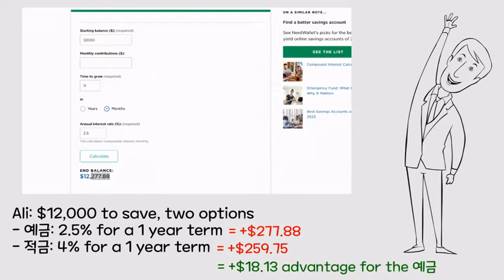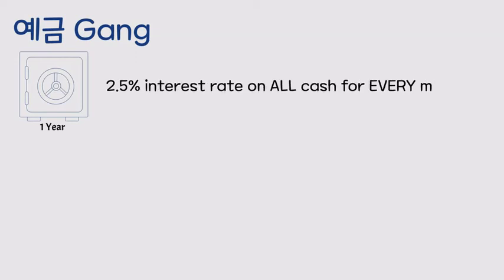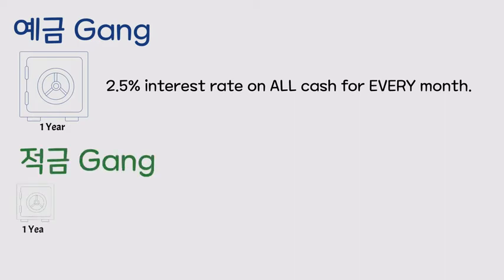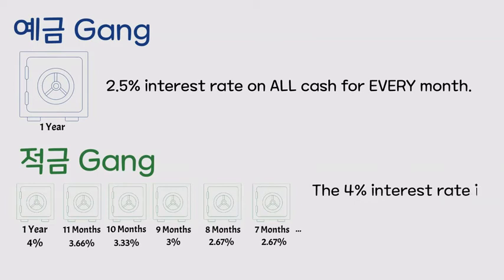But why? That's the big question, right? Well, to understand that, we have to look at how the loan was transacted in the first place. In the case of the Yegum, Ali gave the bank all of the money at the beginning, meaning that all of the money gained interest for the entirety of the 12-month term. In the case of the Jokkum, however, that 4% annualized interest rate applied only to the first 1,000, the first month. The rest of the deposits received progressively lower returns because each loan that he gave the bank was only good for a shorter amount of time.